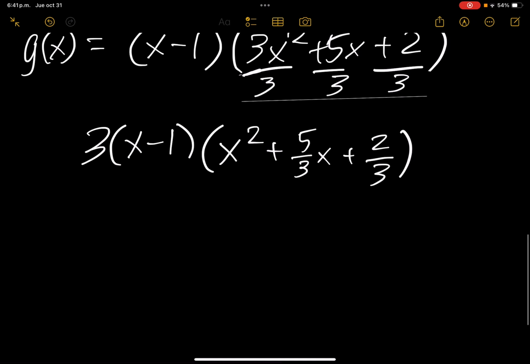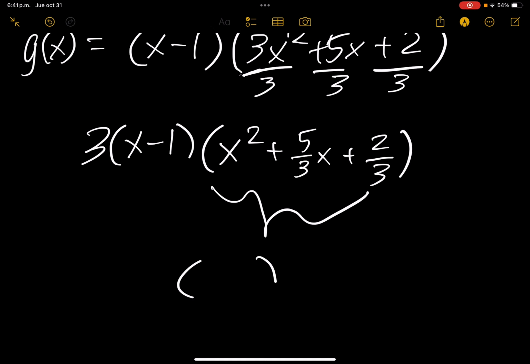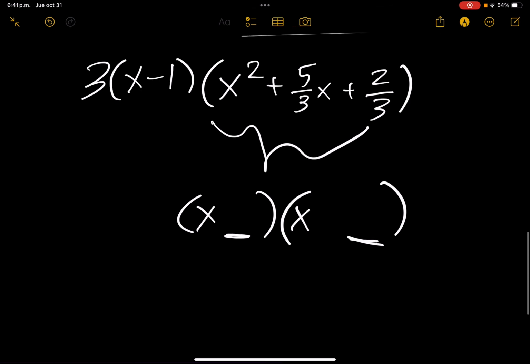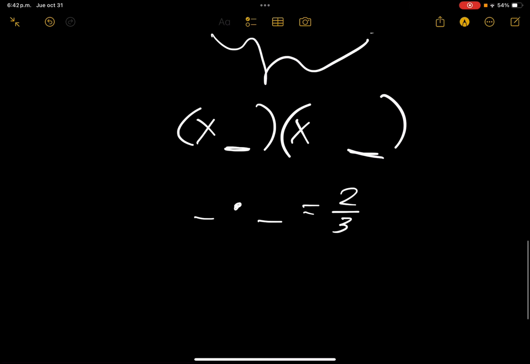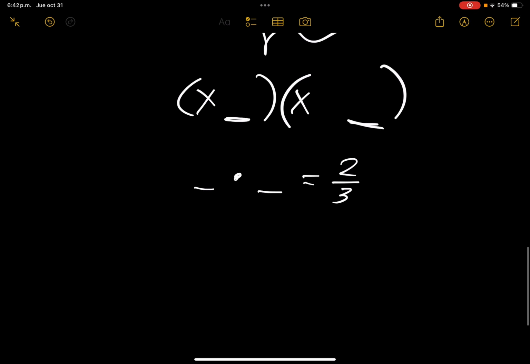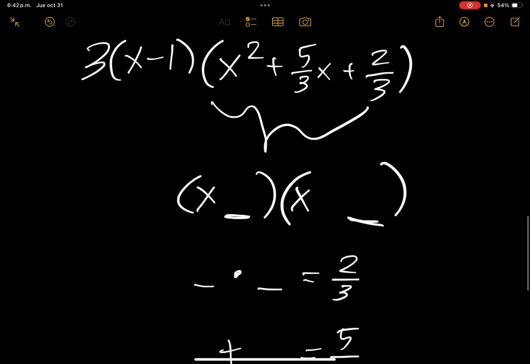Now, when we see a quadratic, we can write it like this. And then two numbers that go here and here, when they multiply, so something times something, I should use a dot for multiplication, equals 2 over 3. And then something plus something equals 5 over 3.